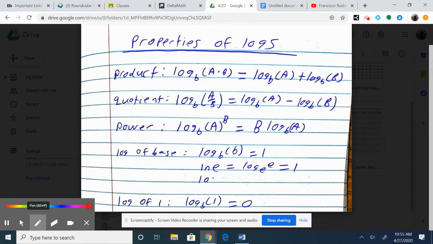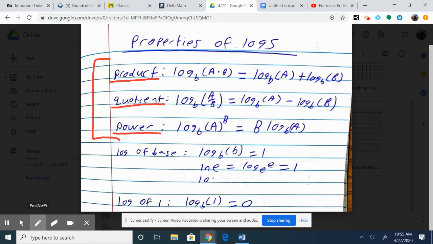Right, so we're now going to start going into the properties of logarithms. And now we're only going to focus on these three for today. Very similar to the properties of exponents, properties of logarithms sort of work the same. And so we have the three that we're going to focus on today, which are product, quotient, and power.